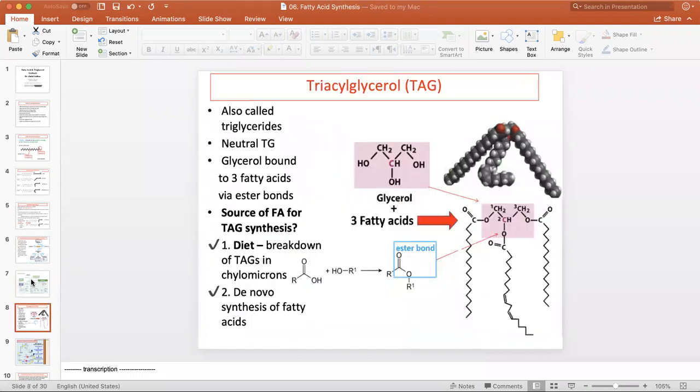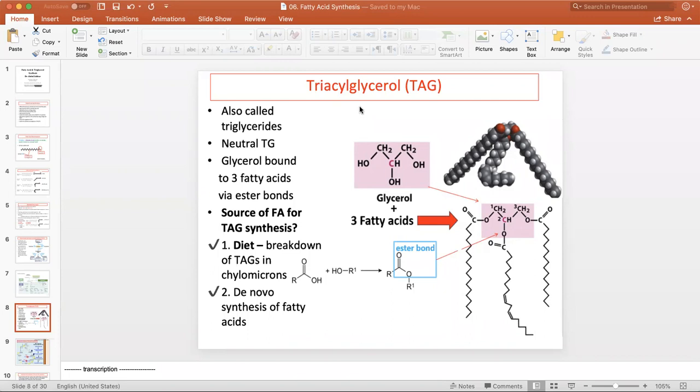Now, quickly talking about what we mean by triacylglycerols, because when we synthesize fatty acids, the fatty acids are basically a component of your triacylglycerols. So triacylglycerol is the form which is stored in the adipose tissue. So let's quickly discuss what we mean by triacylglycerols when we talk about the storage form of fatty acids.